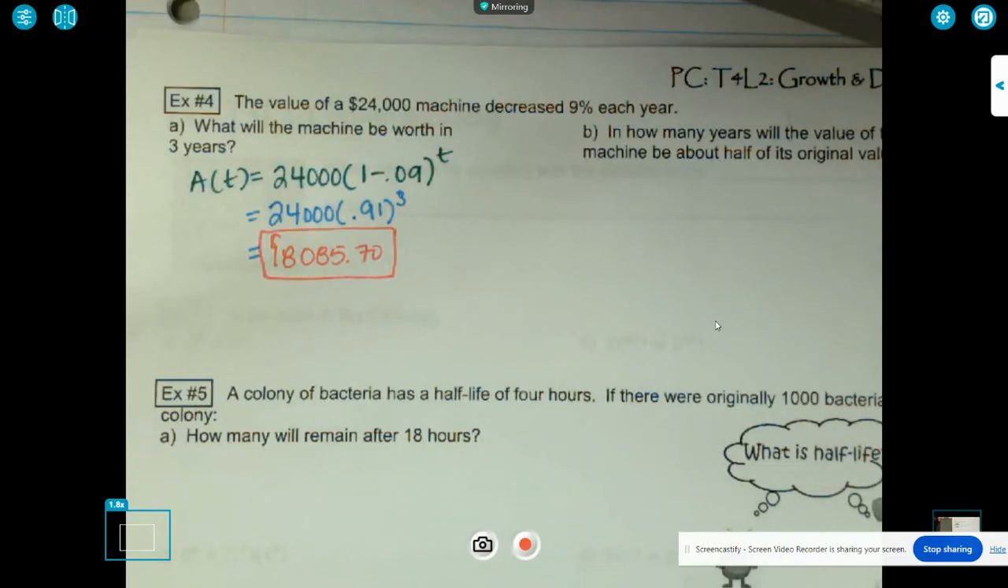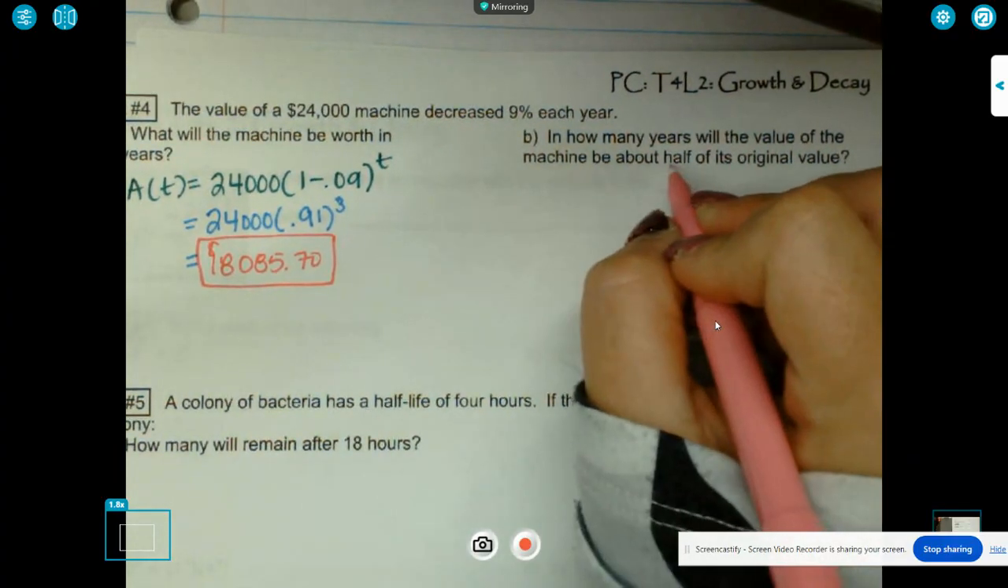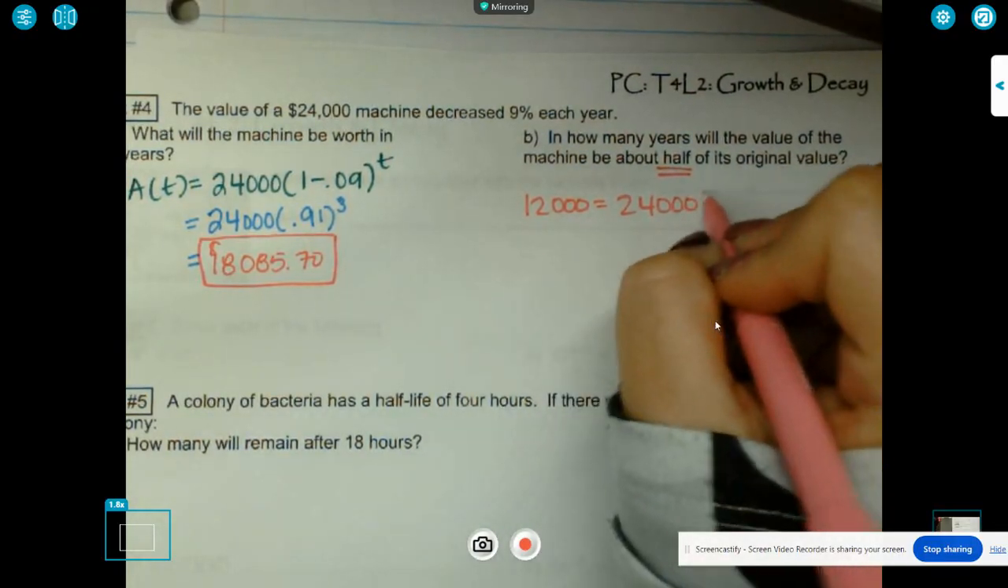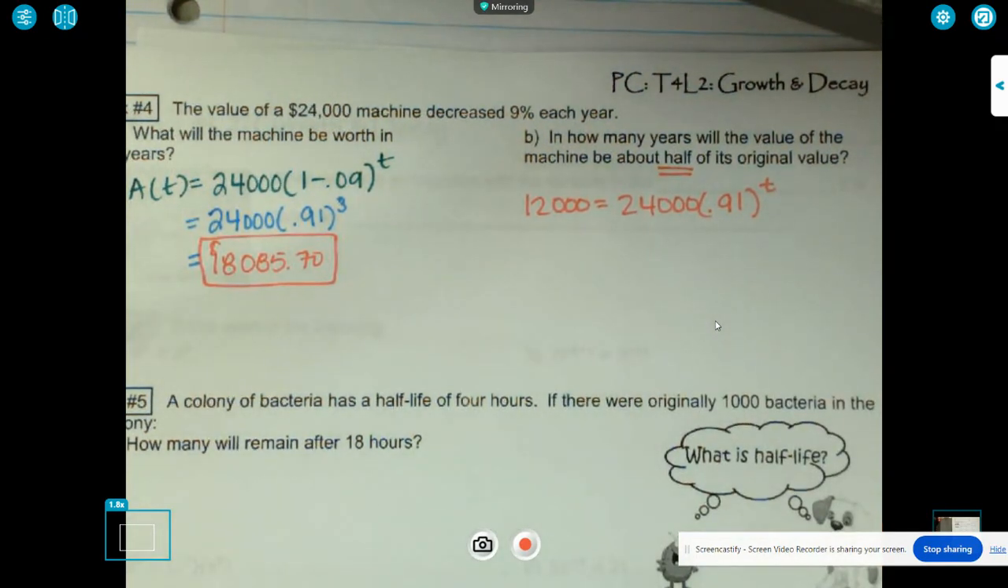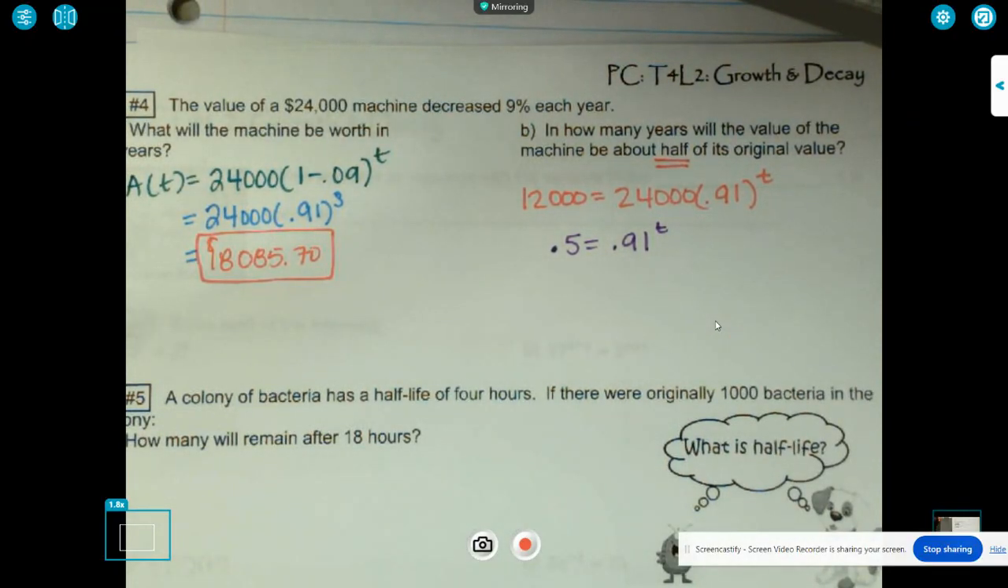Letter B. How are we setting B up? All right. Why'd you put 12,000? It says about half of its original value. So this time we're going to put 12,000 on the left, and then everything on the right is going to stay the same, but we're looking for T, correct? All right, so when you divide by 24,000, what does that give you? 1/2, which is 0.5. So where is this going, y'all? Y equals, the first one is 0.5, and the bottom one is 0.91 to the T, or to the X, sorry.